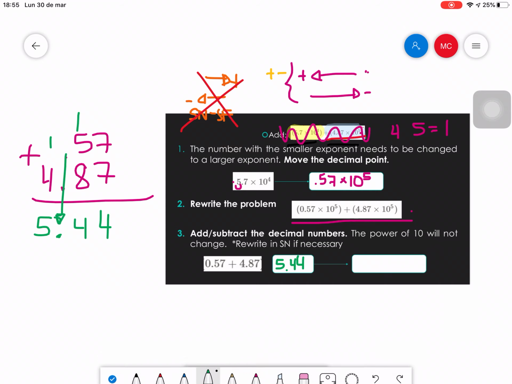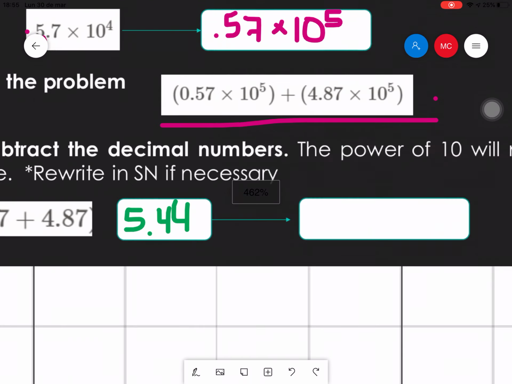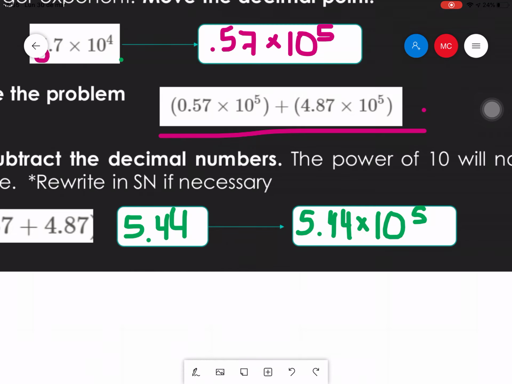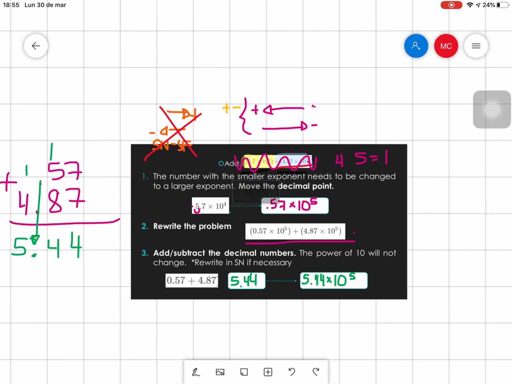Now I gotta put all the answer together. My whole answer will be 5.44 times 10 to the fifth power. ¿Por qué se quedó por 10 a la 5? Porque yo convertí este a 10 a la 5 y el otro ya estaba así. Entonces me queda 5.44 por 10 a la 5. You didn't understand? Let's do it again with another example.